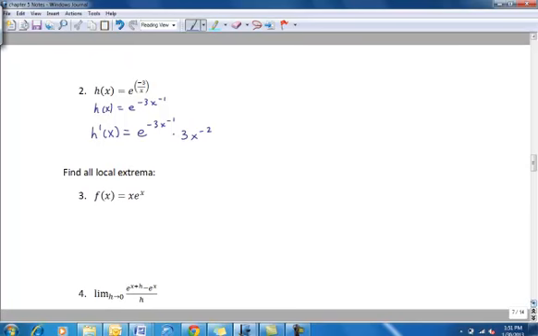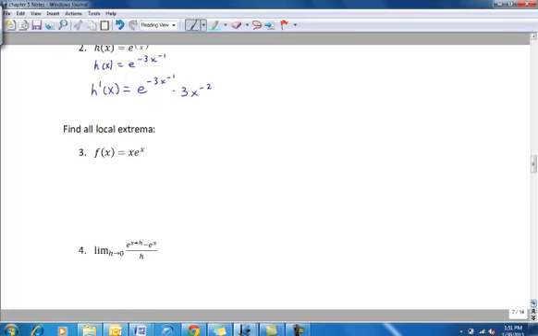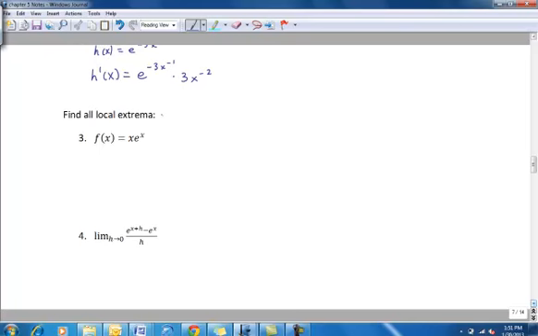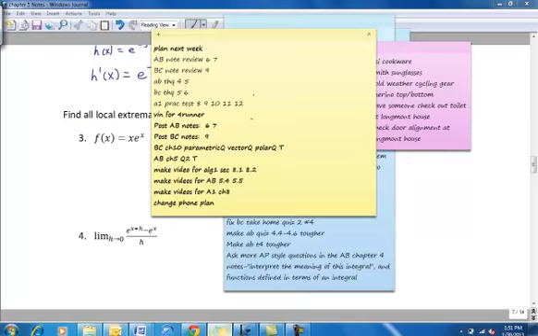So for number 3, let's find all local extrema. And this is an excellent time to review. Hopefully you're keeping up with your take-home quizzes and everything like that. And you should hopefully remember how to do this.